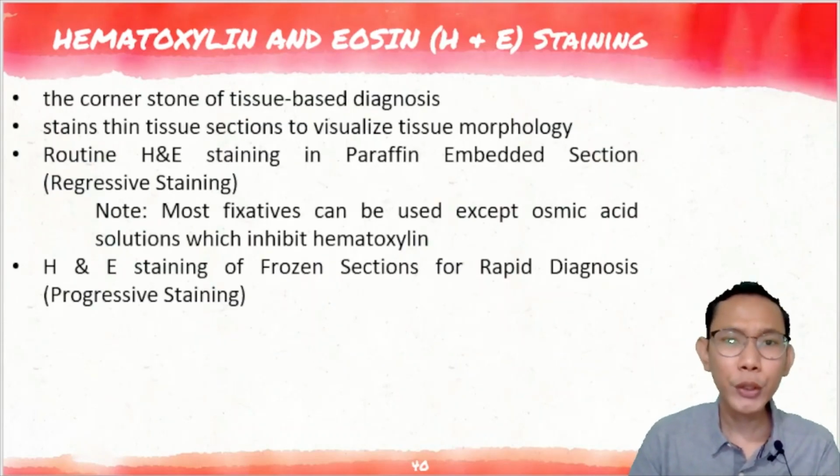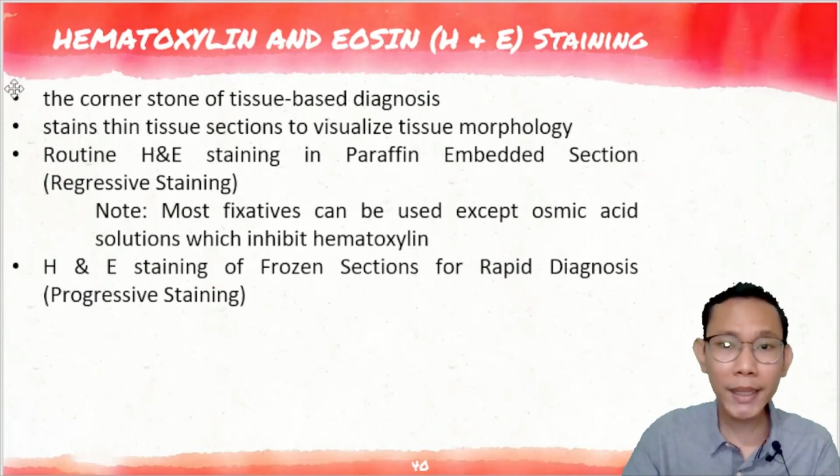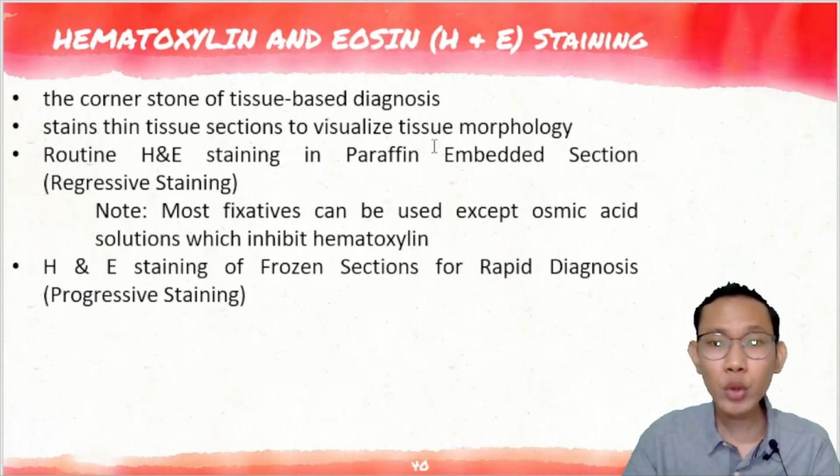So we have also your hematoxylin and eosin staining. So this is a very specific type of staining na tayo. We have your H&E staining. So your H&E staining is the cornerstone of tissue-based diagnosis. It stains your thin tissue sections to visualize your tissue morphology.